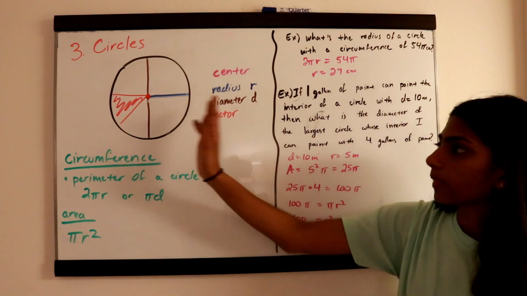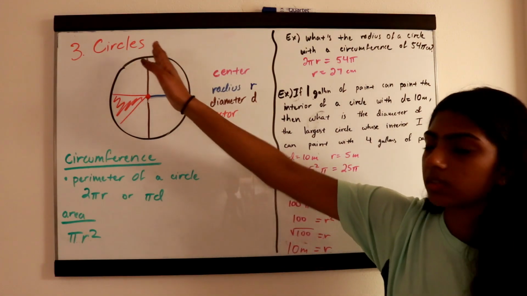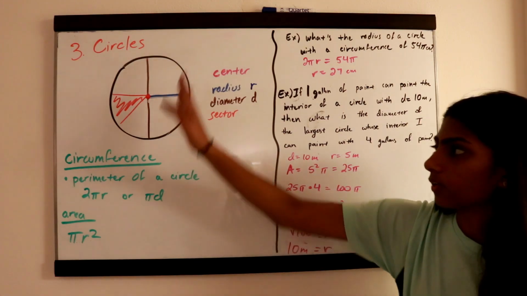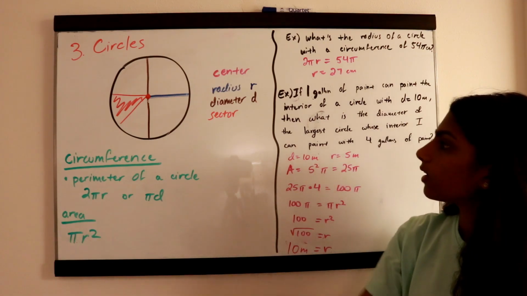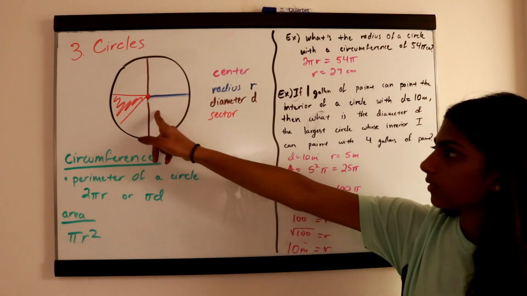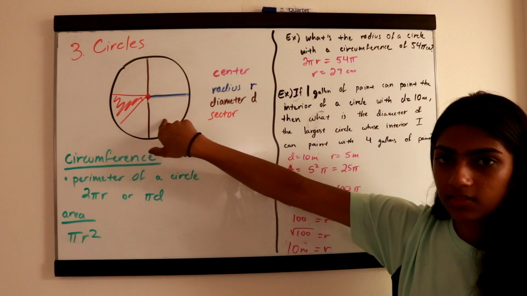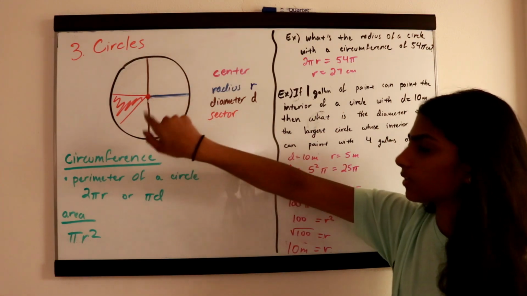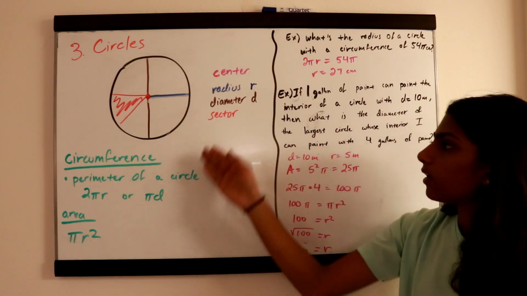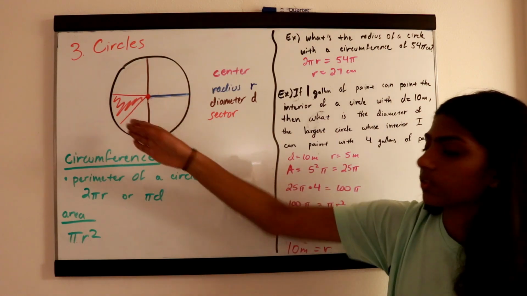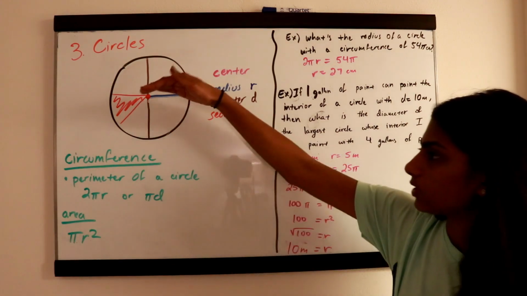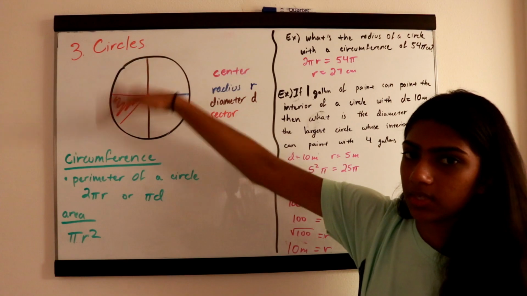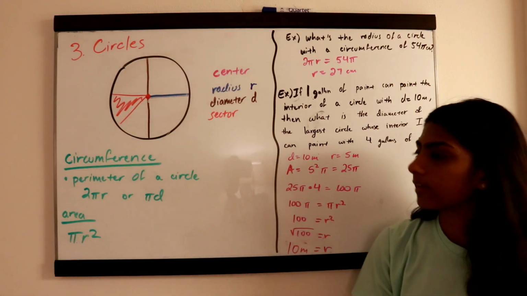Now diameter goes from one point of the circle to another point on the circle, and it crosses through the center. And as you can see right here, the diameter is just twice the radius. There's a radius here and a radius here. So 2r equals d. Now a sector is a section or a slice from a circle using 2 radii and the area between.